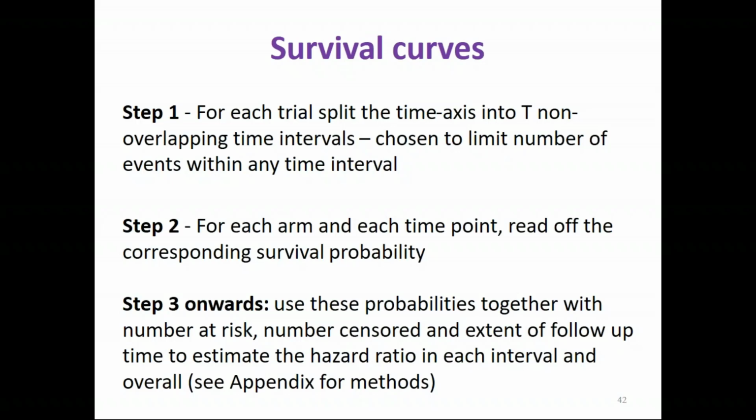Then for each of those intervals, for each treatment arm, we would then read off the corresponding survival probability in the same way we just looked at in that example before. And then step 3 onwards, we would use these probabilities together with information on the numbers at risk if they're provided. And if they're not, then we would need to also incorporate information about the extent of follow-up in order to make an assumption about the censoring pattern in that trial.